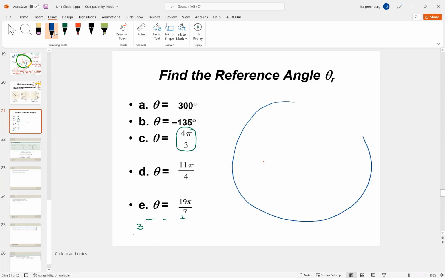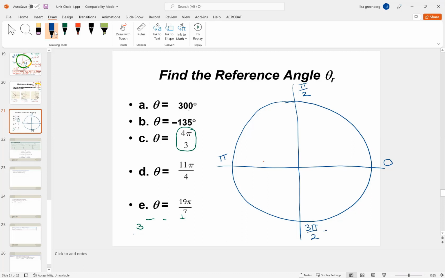I have my circle. I know this is 0. This is pi over 2. This is pi. This is 3 pi over 2. And I'm also going to say it's the same as 1 1/2 pi, right? 3/2 is 1.5. Okay. So I want to know 4/3 pi. I did my division and I decided it's 1 1/3 pi, right?